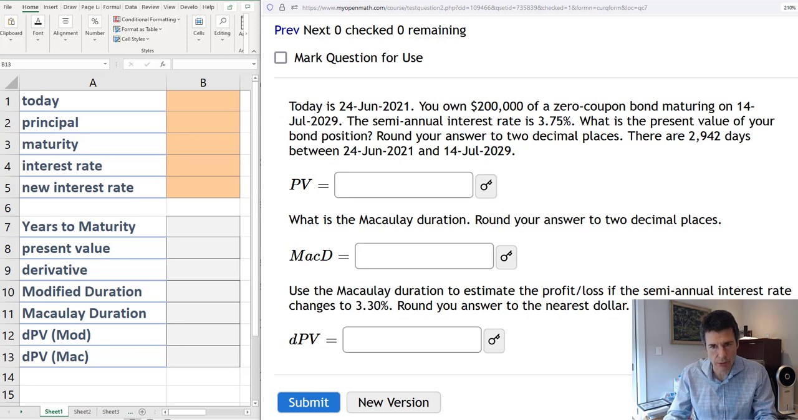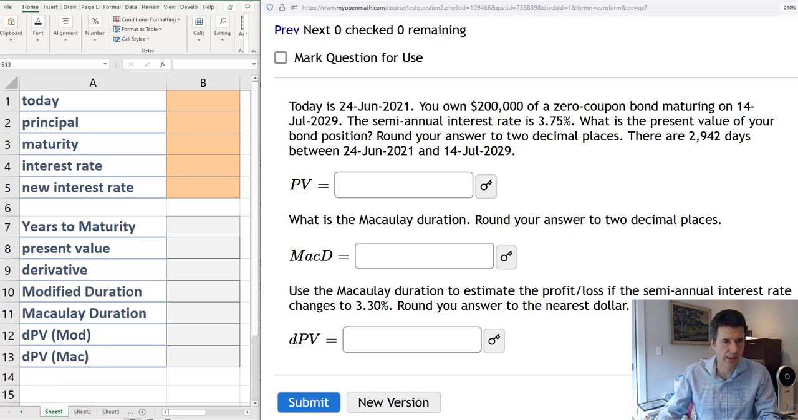Find the Macaulay duration, and then use the Macaulay duration to estimate the profit or loss if the semi-annual interest rate changes to 3.3%. So, we're going to find the present value, we'll find the modified and Macaulay durations, and we'll find the change in present value.